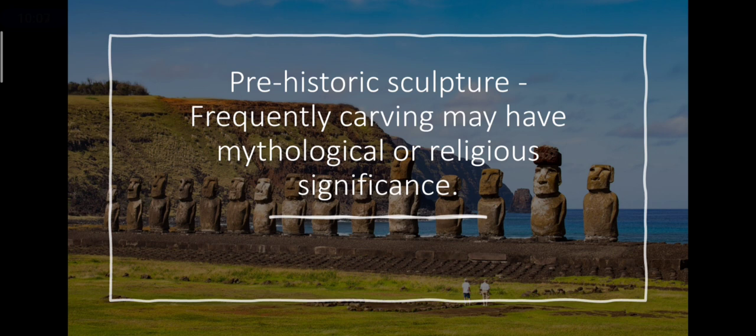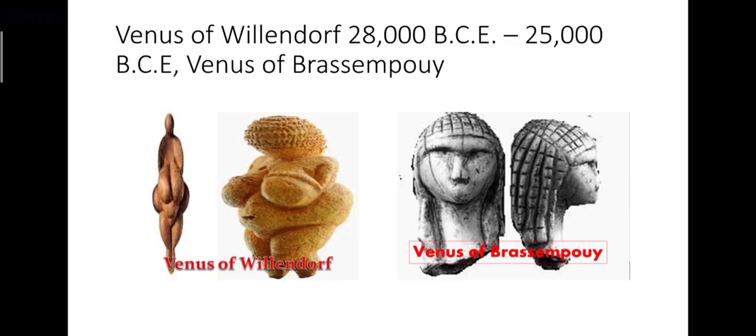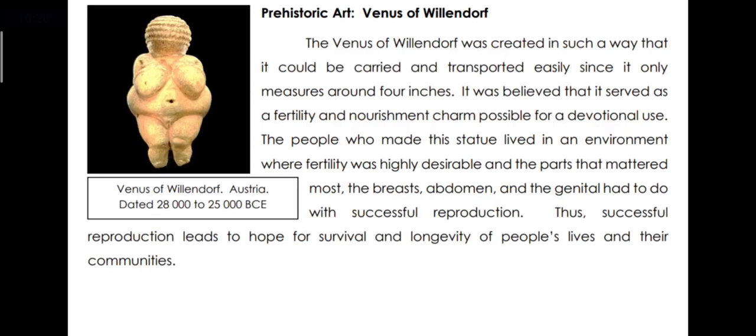Prehistoric sculpture. Frequently, carving may have mythological or religious significance. These are the following sculptures in the prehistoric period. Prehistoric art: the Venus of Willendorf. The Venus of Willendorf was created in such a way that it could be carried and transported easily, since it only measures around 4 inches. It was believed that it served as a fertility and nourishment charm, possibly for devotional use.